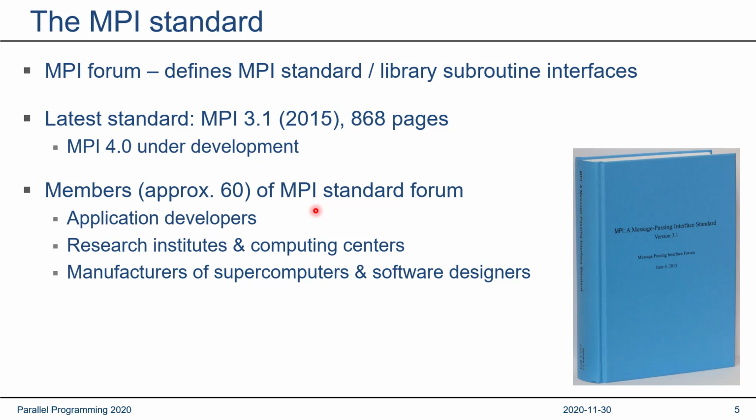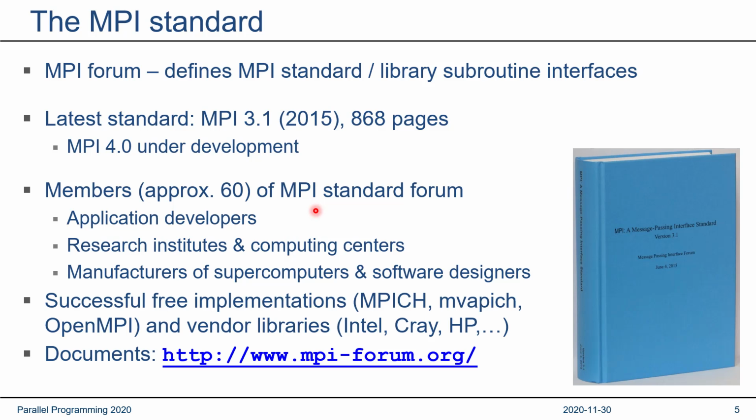There are approximately 60 members in the MPI Forum. They comprise application developers, research institutes, computing centers, manufacturers, and software designers. So it's a very broad forum, and a considerable amount of people hours goes into the development of the standard.